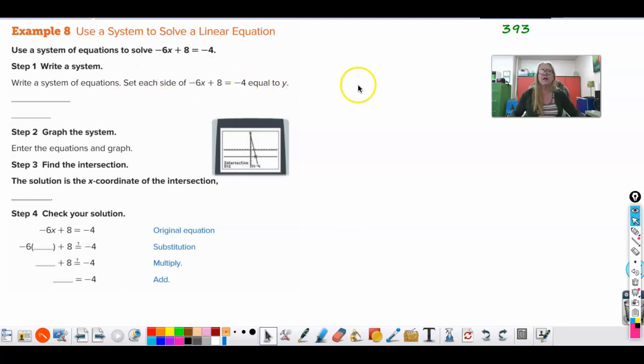In this section, here's what they want you to do. They want you to write an equation. Oh, I need the pen. Need the righty thing. Okay. They want you to write an equation by taking a y equals and a y equals. And then you put this side of it in one of them, negative 6x plus 8, and this side of it in the other one, negative 4. And they want you to graph them, find the point of intersection, and then use the x coordinate as the solution. You're going to love this.